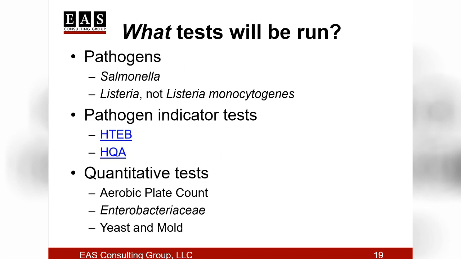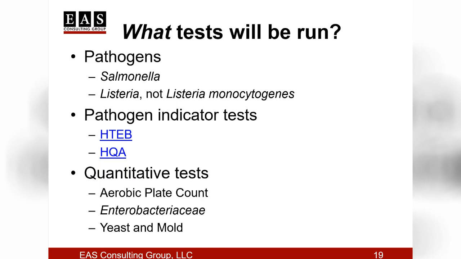So when we look at that first bullet of pathogens, thinking about Salmonella, thinking about Listeria, you want to be very, very careful about that. And that's why I have the second bullet, which is indicator tests. And then that leads also into the quantitative tests in the third bullet, which are indicator tests.